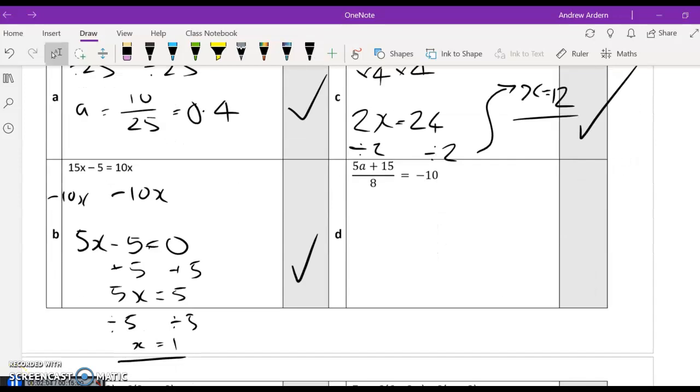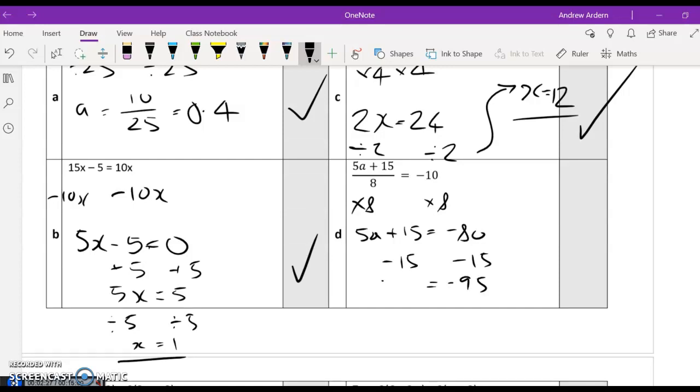Letter D. First step is to multiply by 8, both sides. And I'm left with 5a plus 15 on the left, and I'm left with minus 80 on the right, because 8 times 10 is 80. Now I'll take away 15 both sides. It's equal to minus 95 on the right, and it's equal to 5a on the left. Now I'm going to divide by 5 both sides. And a will equal minus 19. 1 tick.